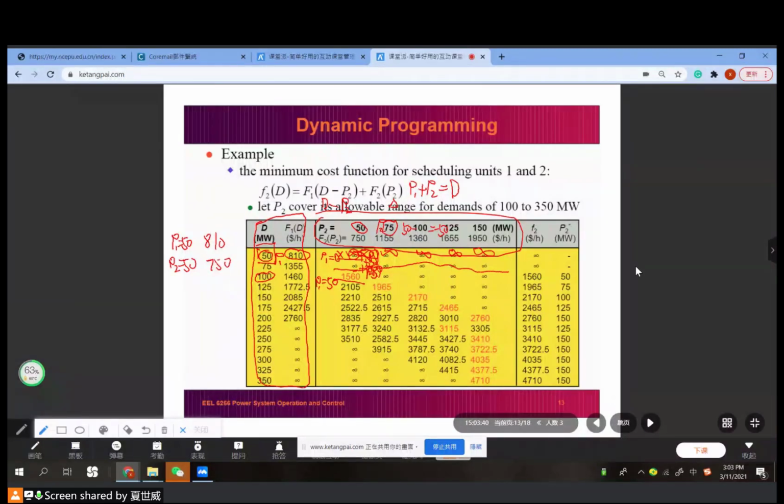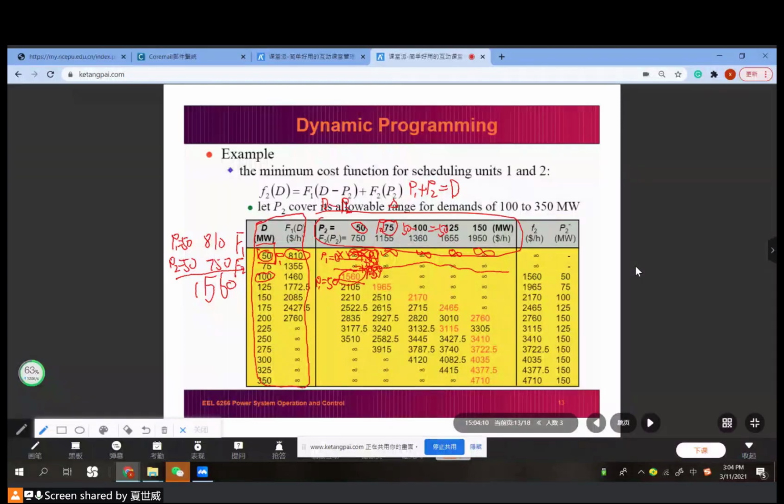So F1 plus F2 equals, okay, this is the number. That means this number, how do you calculate this number? This is the P2 because it's in this column. And how much is left for generator 1? Because the total load is 100, so 50 is left for generator 1. If generator 1 outputs 50, the fuel cost is 810. So we got this number.